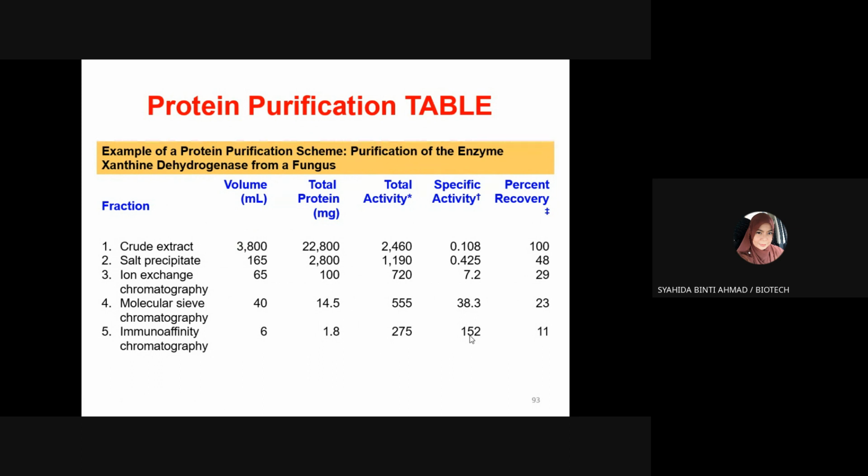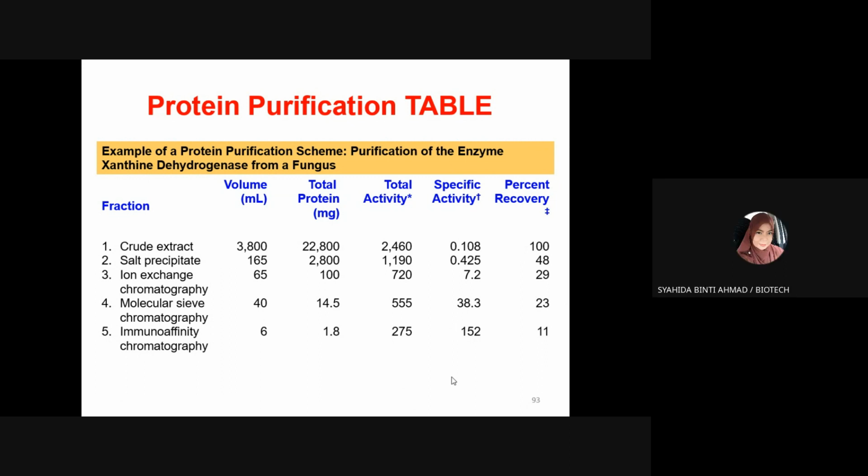Okay. So can you understand this? You get what I mean from this protein purification table? Guys, can you imagine what I'm saying just now? Can, doctor? Okay, all right.